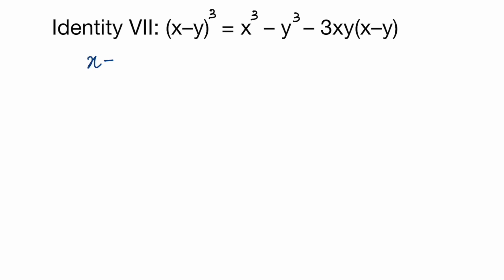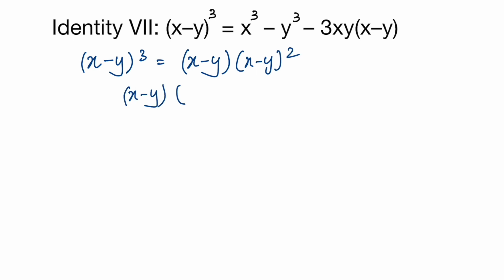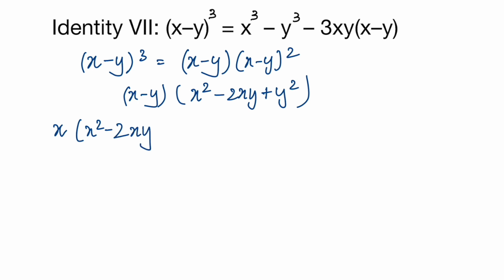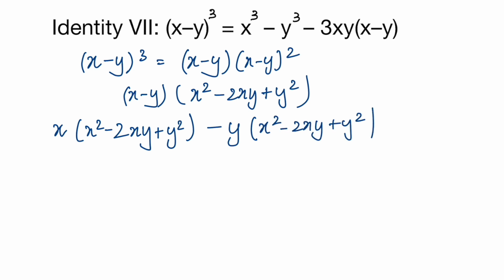So the procedure is going to be very similar. So x minus y the whole cube is equal to x minus y into x minus y the whole squared, and we know the expansion for x minus y the whole square, which is x squared minus 2xy plus y squared, and you're just going to multiply it similarly. So x into x squared minus 2xy plus y squared, minus y into, because we have x minus y here, right? So it should be a minus here. So minus y into x squared minus 2xy plus y squared.